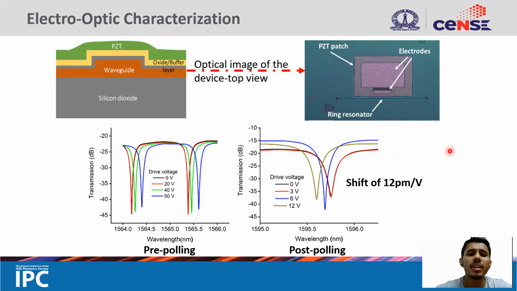So the measurement has been done pre-poling and post-poling. Poling is done when the devices are kept at a very high voltage. In our case, we increased the voltage in steps of 20 all the way to 80 volts, kept it for 1 hour, and then let it cool down for another 1.5 hours. And then post-poling measurements were done. After poling, we see that we obtain a blue shift of around 12 picometers per volt. Hence, we see that we have achieved electro-optic modulation with the PZT film that we have got.